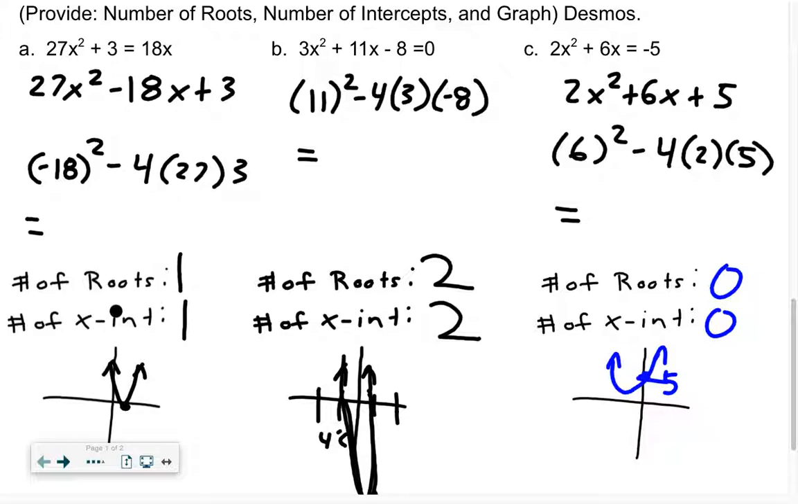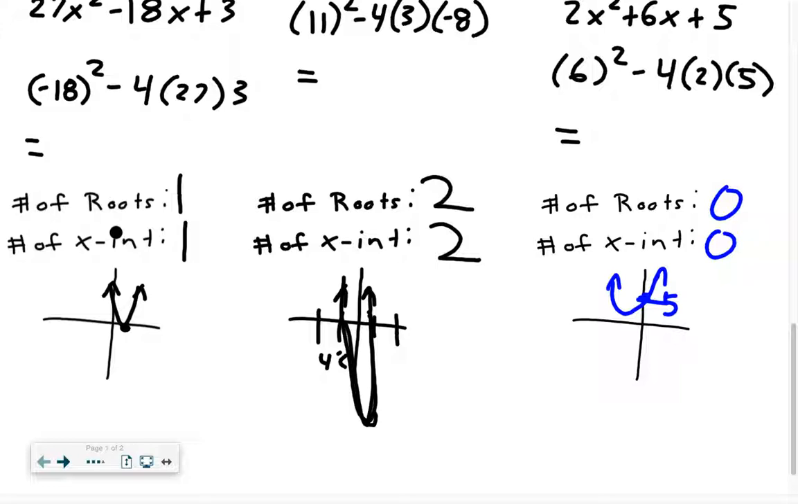It's positive, so yeah. So these are the number of roots and the number of intercepts that we should have come up with. But let's identify what we came up with here real quick, because this is really the nuts and bolts of the lesson. What do we get when we evaluate this? 0. What do we get when we evaluate this?